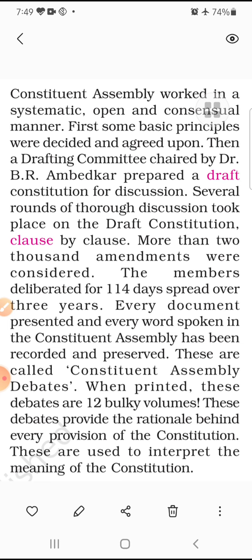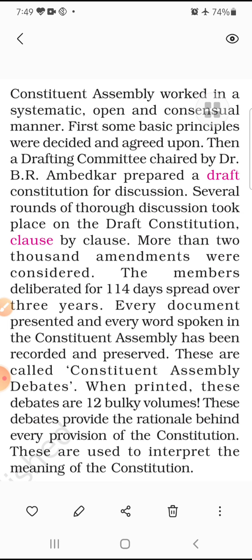So first, some basic principles were decided and agreed upon. Then the drafting committee chaired by Dr. Bhimrao Ambedkar, B.R. Ambedkar, prepared a draft constitution for discussion. Several rounds of thorough discussions took place on the draft constitution. It means it was not a single discussion, but it happened after many discussions. So by the close, more than 2000 amendments, remember, more than 2000 amendments took place.